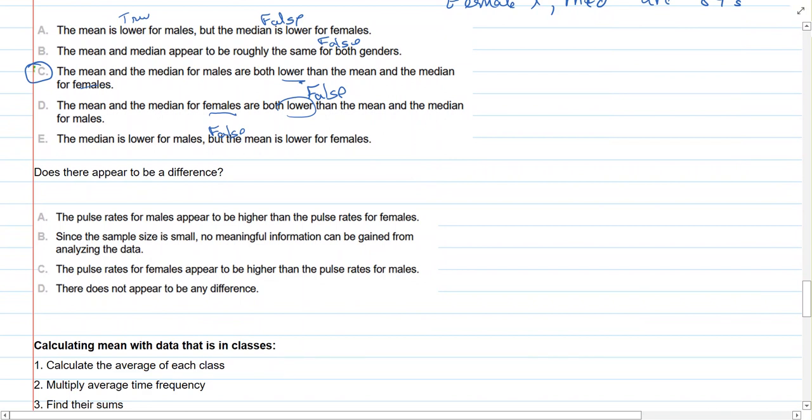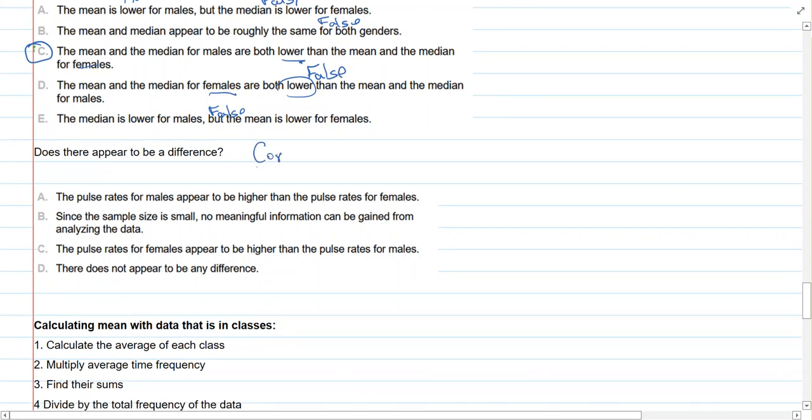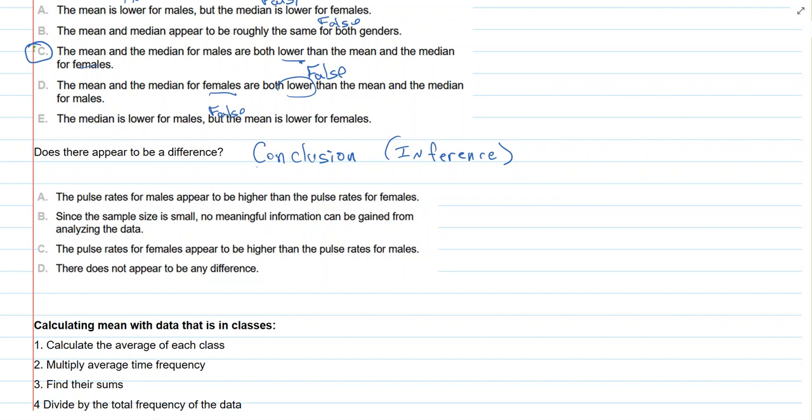Does there appear to be a difference? All right, so now we're coming to our conclusion, right? Remember, when we talk about conclusion, I always say inference, what the data tells us. All right, so let's see what we have. The pulse rates of males appear to be higher than the pulse rates of females. Oh, that's false.